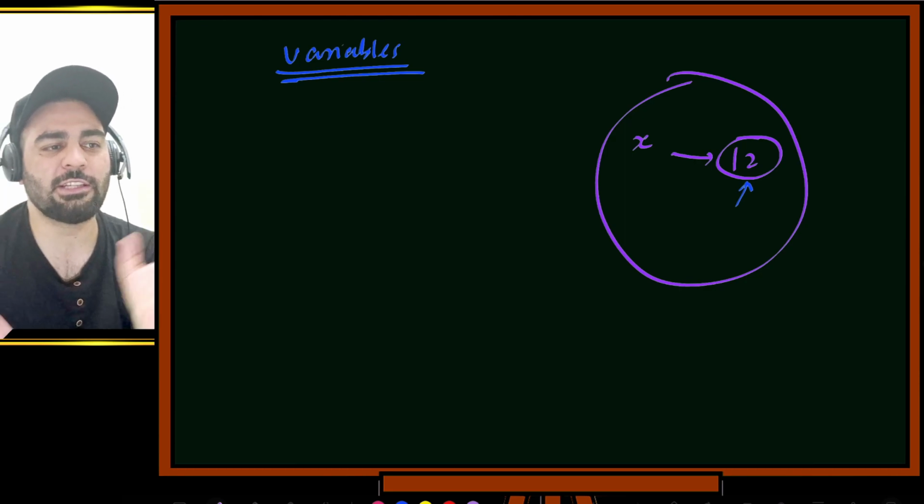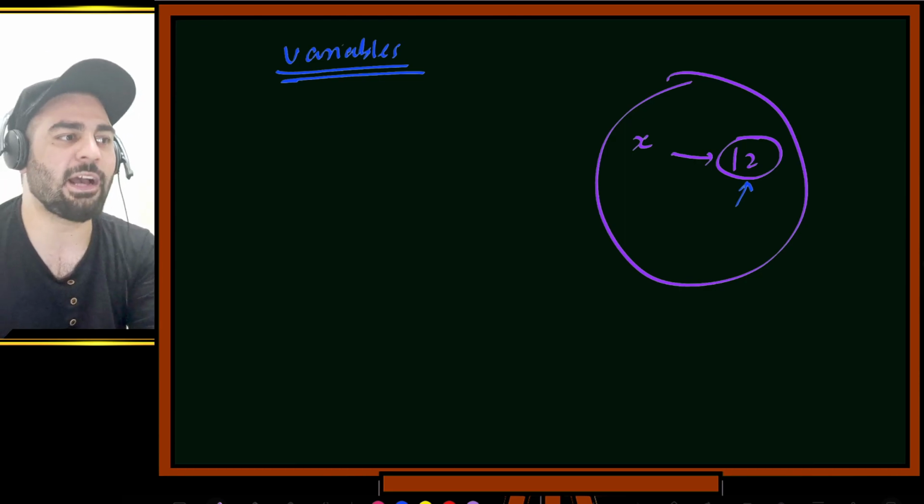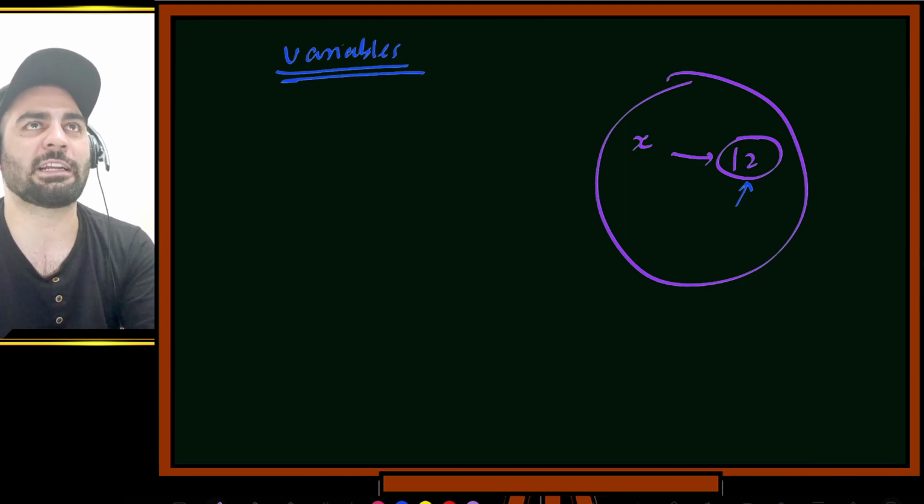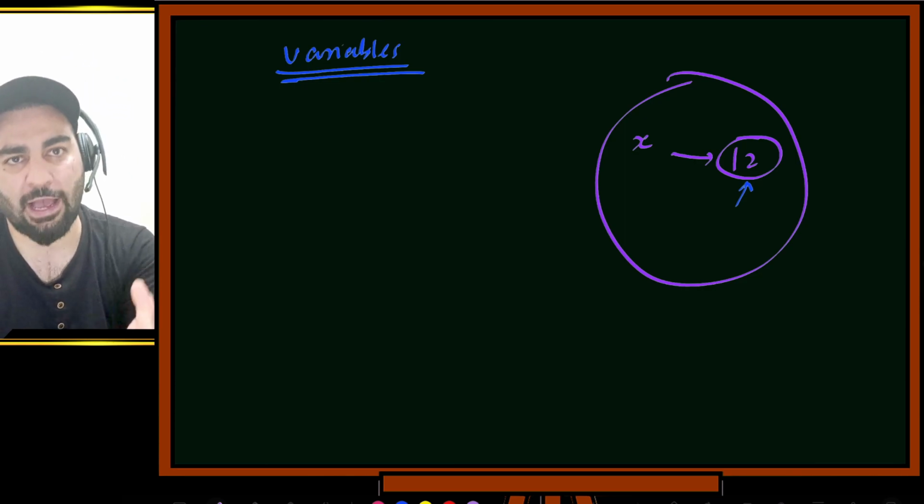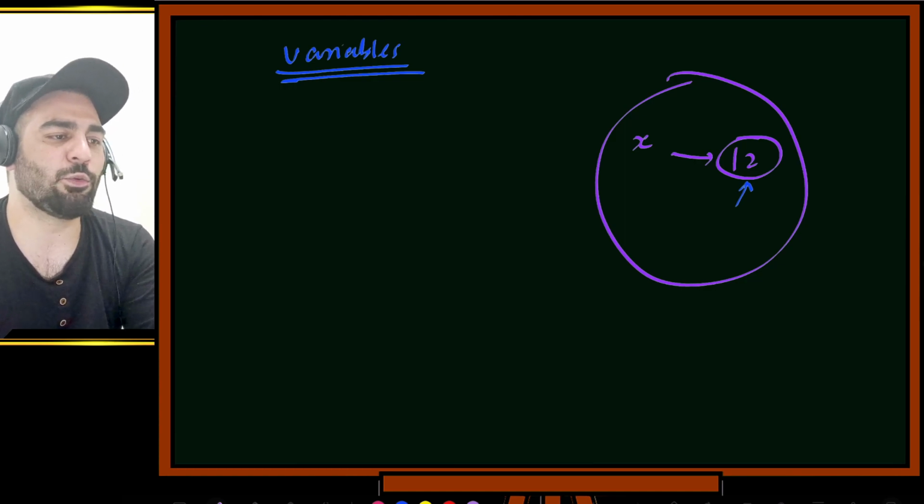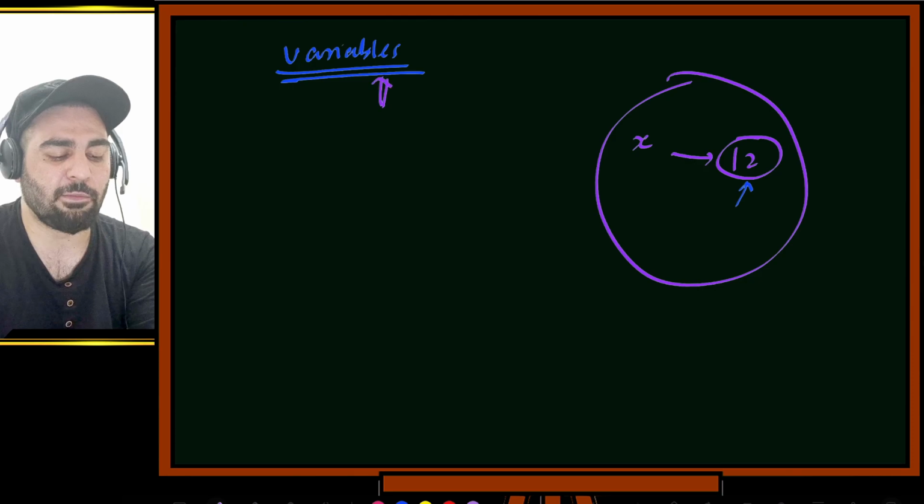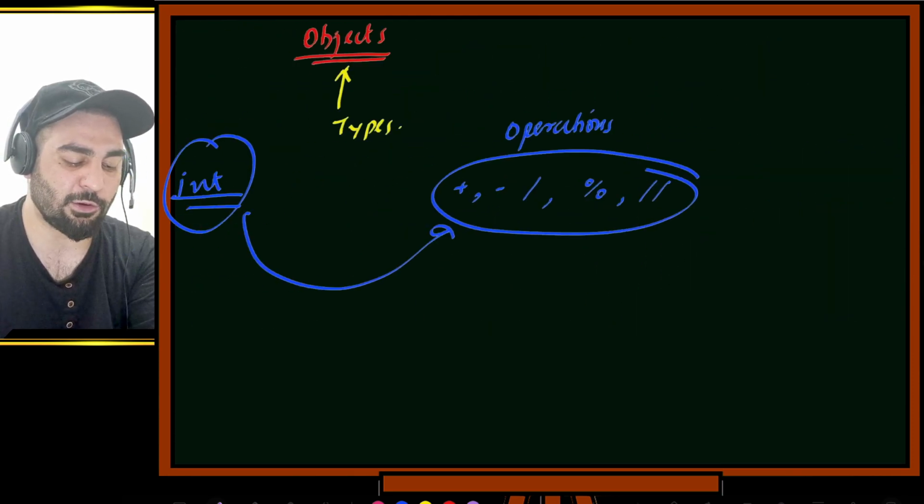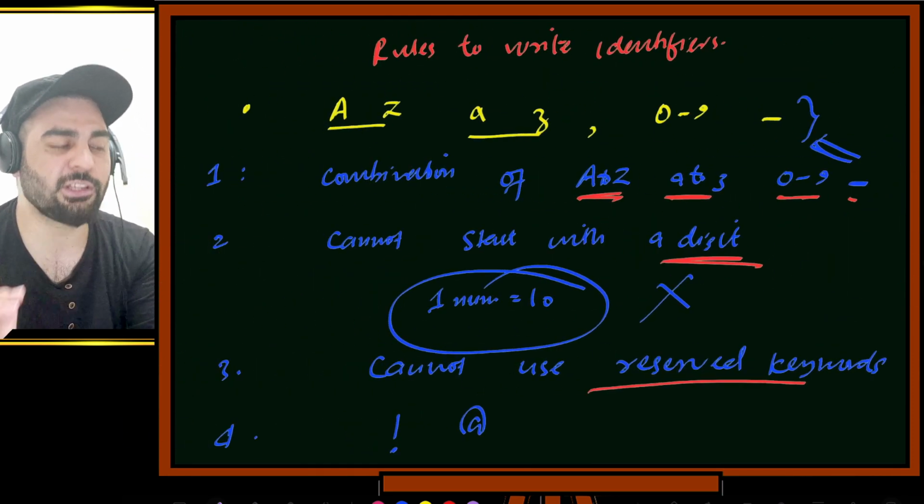Each of these variables is given a unique name. That's why I said variables also come under identifiers. You'll have to name the variables. If you access the memory, you'll access it by using the variables. The rules of naming these variables are the same because it's an identifier. So whatever rules we studied over here, these are the rules.